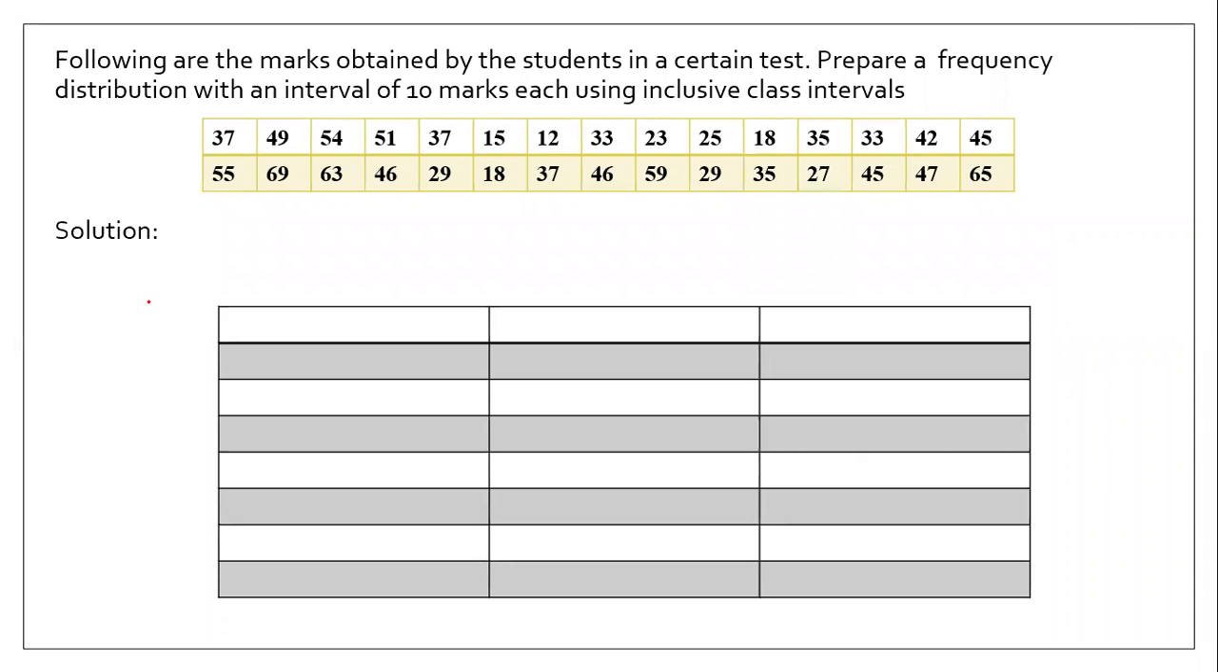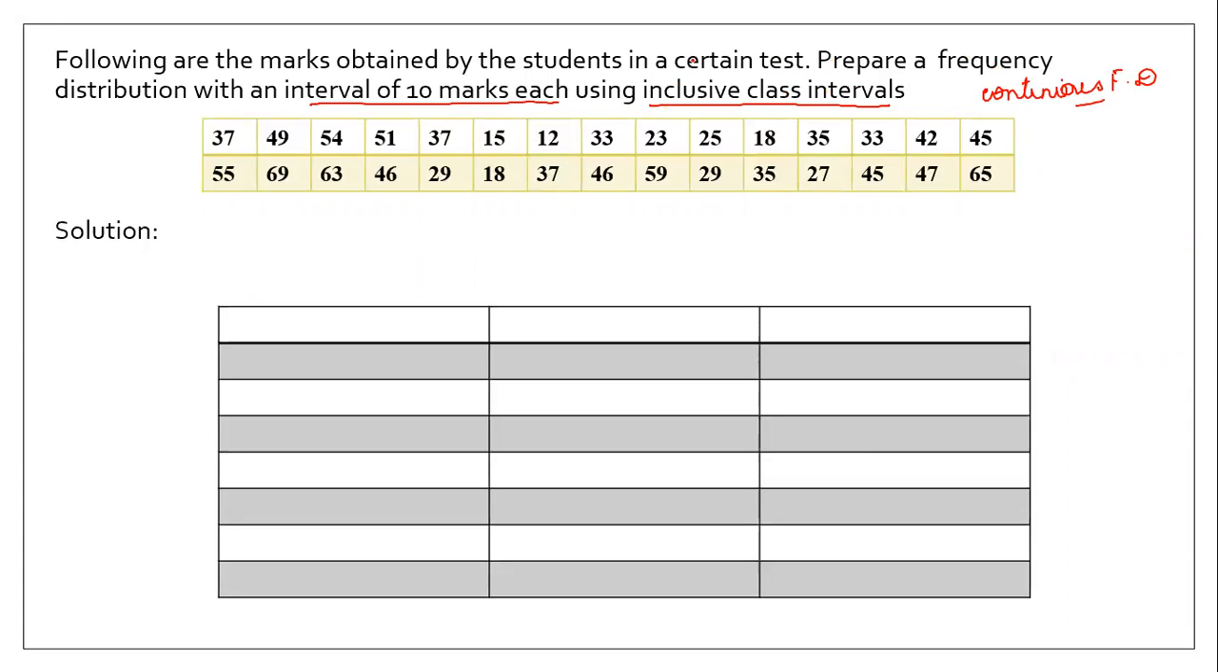Coming to the next problem. Following are the marks obtained by the students in a certain test. Prepare a frequency distribution with an interval of 10 marks each using inclusive class interval. So what type of class interval is this? What type of distribution is this? This is a continuous frequency distribution.